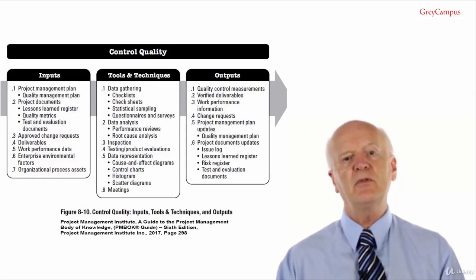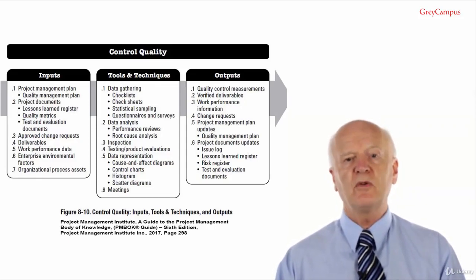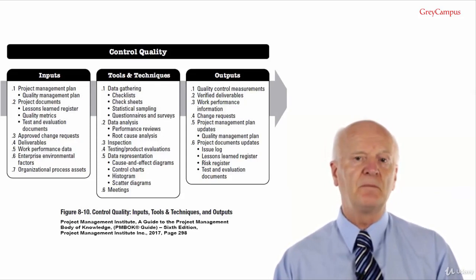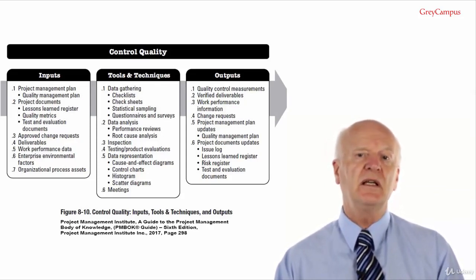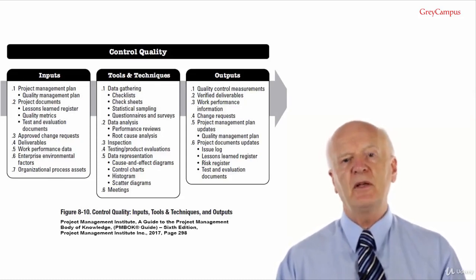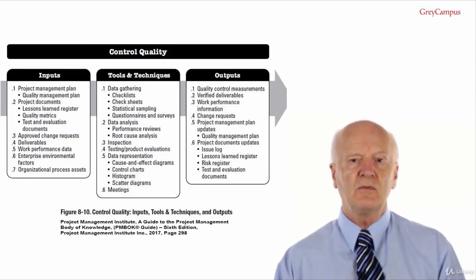Input number 3, approved change requests. A change request submitted to the Perform Integrated Change Control process may or may not be approved. The result of the application is recorded in the change log. It's important to check that the approved changes have been reflected in the scope and quality requirements and that rejected changes haven't been.